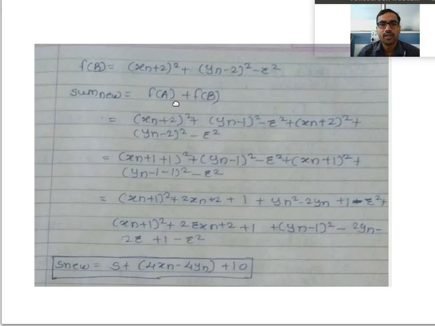So sum new we can find with the general form of the equation, function a plus function b, and evaluating and reducing that to get in the form of previous equation, we will find s new equal to s plus 4 xn minus 4y in bracket close plus 10. So this is when we are taking next point as a nearer point to the circle boundary, then we will find this sum new.